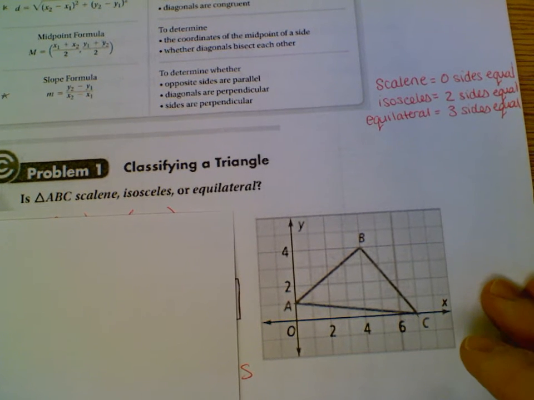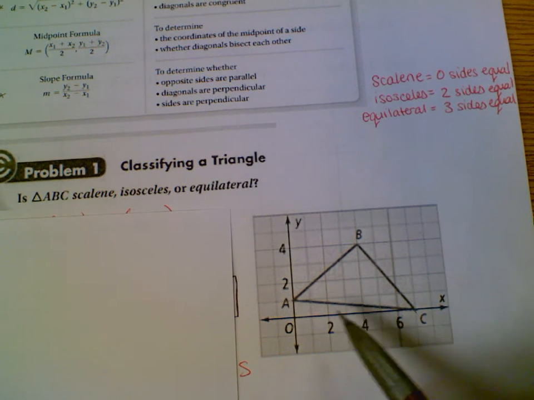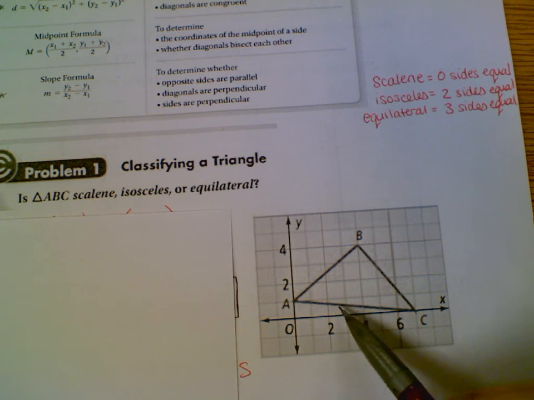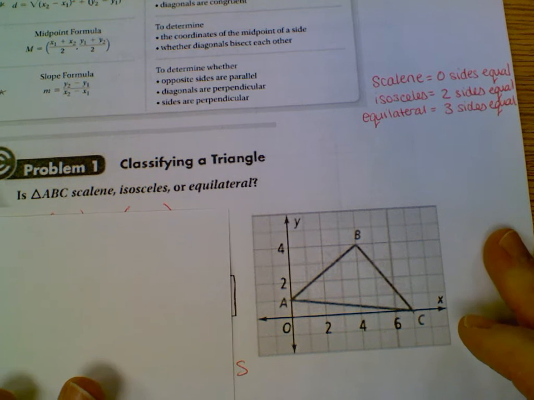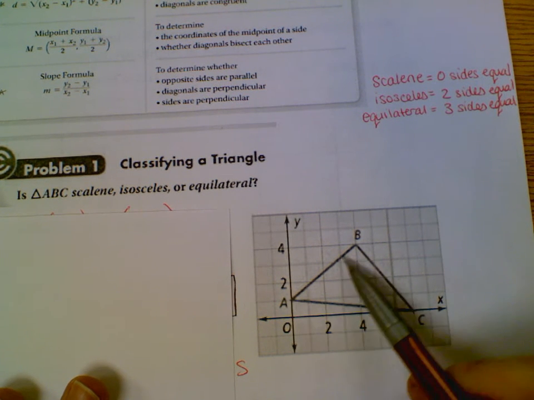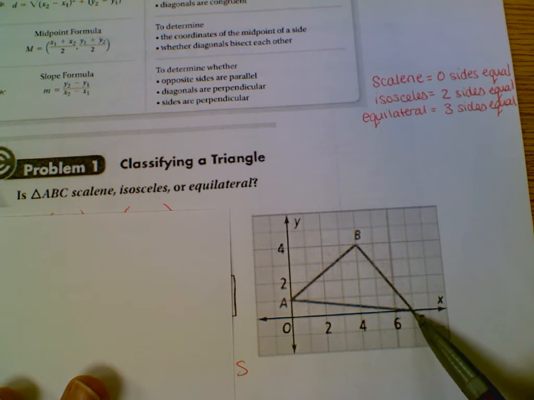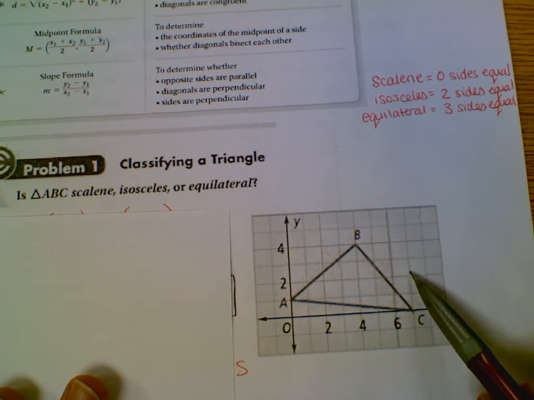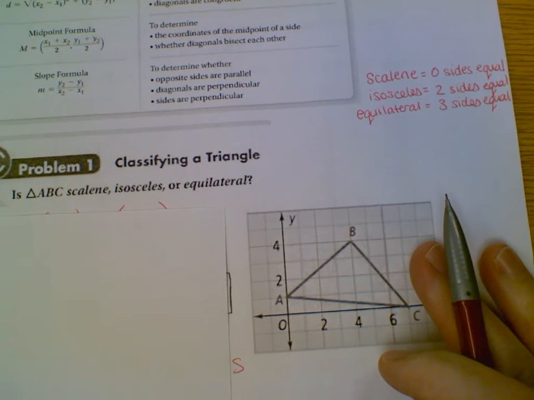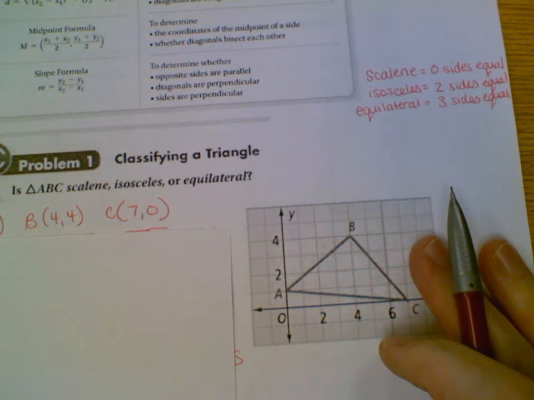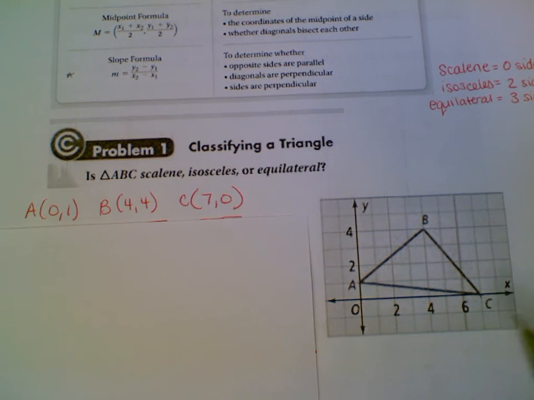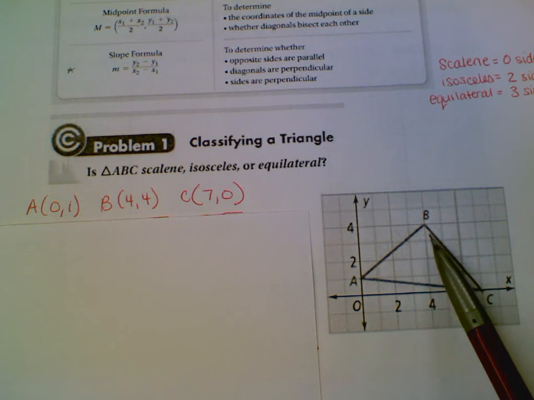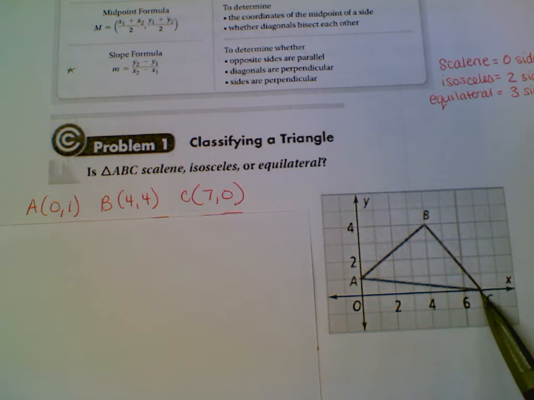So what we're going to do is find the lengths of each side in order to determine if I have any sides with the same length. Since none of these are horizontal or vertical lines, which means I could just count on my grid, I will have to use the distance formula. I first wrote down the coordinates of each point: A is at (0, 1), B is at (4, 4), and C is at (7, 0).